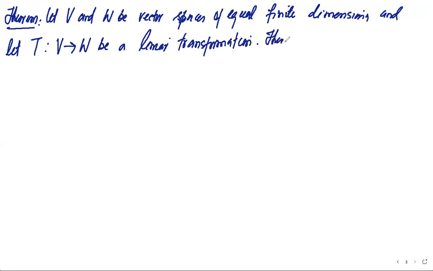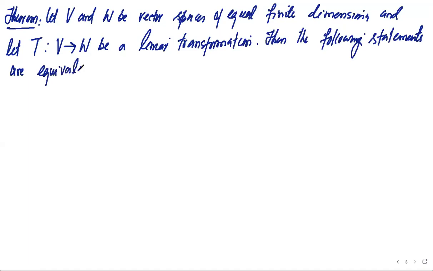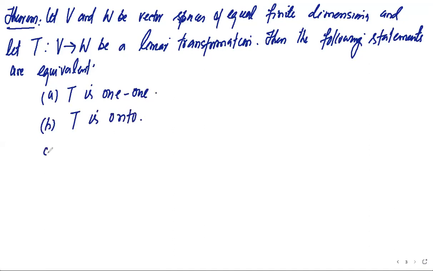Then the following statements are equivalent. The first statement is T is 1-1. The second statement is T is onto. And the third statement is rank of T is equal to dimension of V.